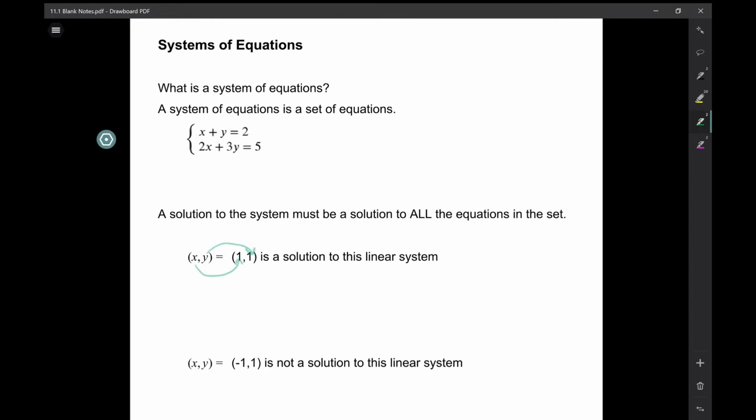And how we would check that is that we would just plug in 1 for x and 1 for y. So in the first equation, it's x plus y is 2. We would write 1 plus 1 is 2. And in the second equation, 2 times 1 plus 3 times 1 equals 5. Both those equations are true, and so (1, 1) is a solution to this system of linear equations.